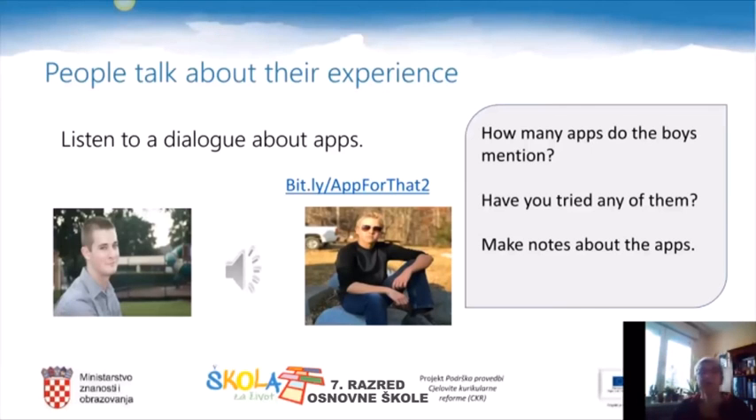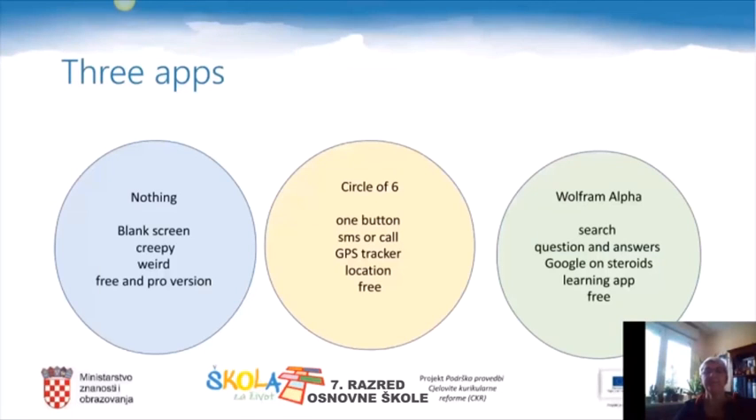So the boy is going to download 2 of the apps. And how many apps do they mention? They mention 3. And he's downloading, he says, 2 of them because they're useful. And the third is not so useful. Let's see. They mention these 3: Nothing, Circle of 6, and Wolfram Alpha.